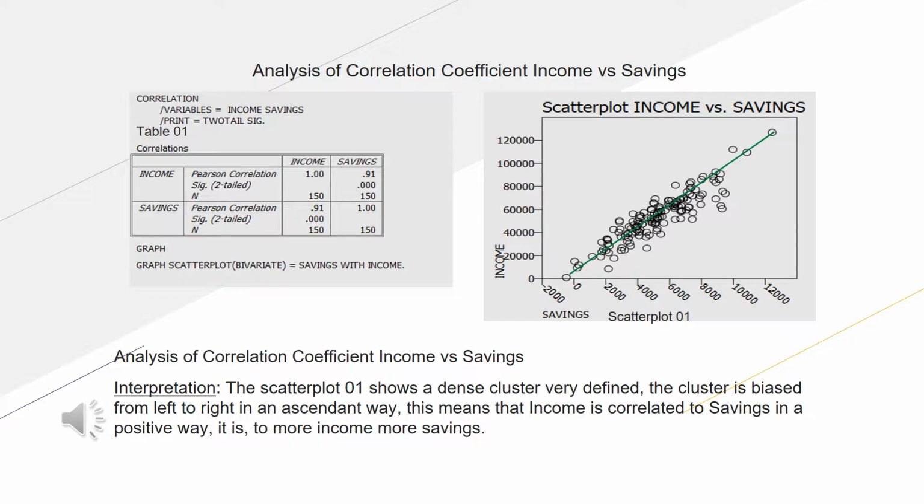Analysis of correlation coefficient: income versus savings. On the right of this slide, it's possible to see the scatter plot of income versus savings. The interpretation for this scatter plot is: scatter plot 01 shows a dense, very defined cluster. The cluster is biased from left to right in an ascending way. This means that income is correlated to savings in a positive way. That is, the more income, the more savings.